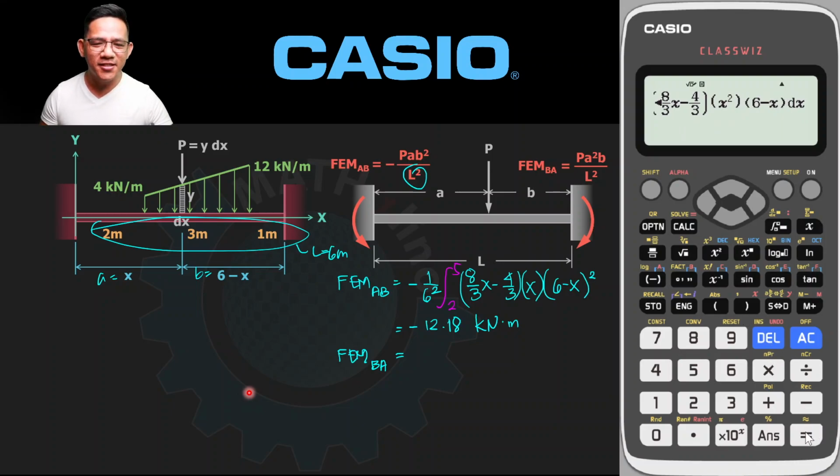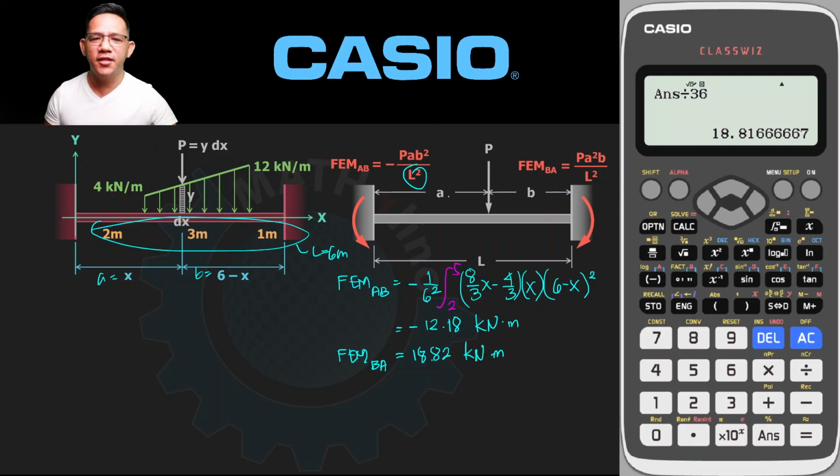Close parenthesis. That is our answer. Divided by 36 again. That is 6 squared. Okay. 1129 over 60. And that is 18.82 kilonewton meter. Let us do the tabulation to solve for RB.